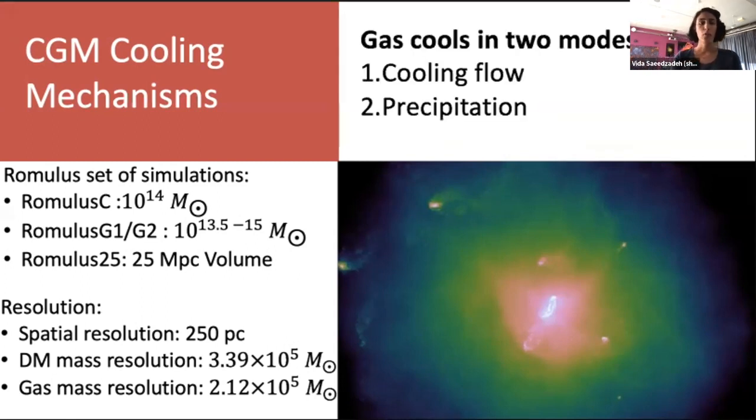Our results show that the gas in the CGM cools in two modes: the cooling flow, the gas that is getting closer to the center of the group and cools, and the other mode is the gas that is cooling through perturbations. It's the gas that got perturbed. If it's thermally unstable, it cools very fast and precipitates.